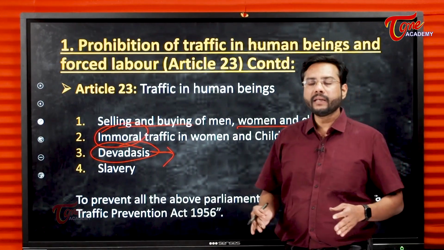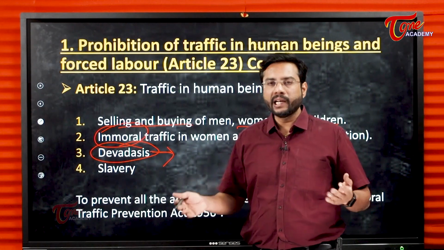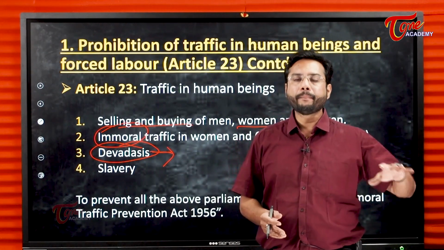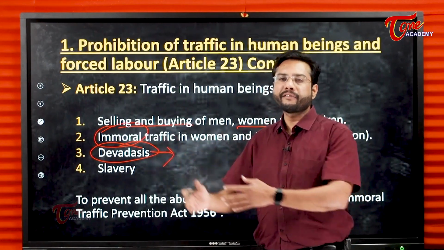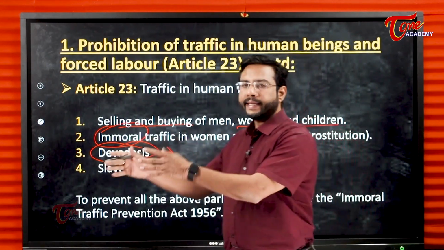In any family, if a girl is ill or not healthy, or maybe from a poor family, the parents would give away that female child to the deity.